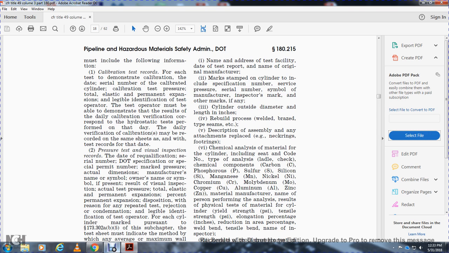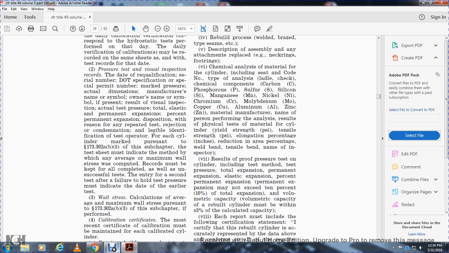Chemical components: carbon C, phosphorus P, sulfur S, silicon Si, manganese Mn, nickel Ni, chromium Cr, molybdenum Mo, copper, aluminum, and zinc, with the material manufacturer's result or the person performing the analysis. Results of the physical test of the cylinder material: yield strength in PSI, tensile strength, elongation percent, reduction in area, percentage, welding, tensile bend, and name of the inspector.